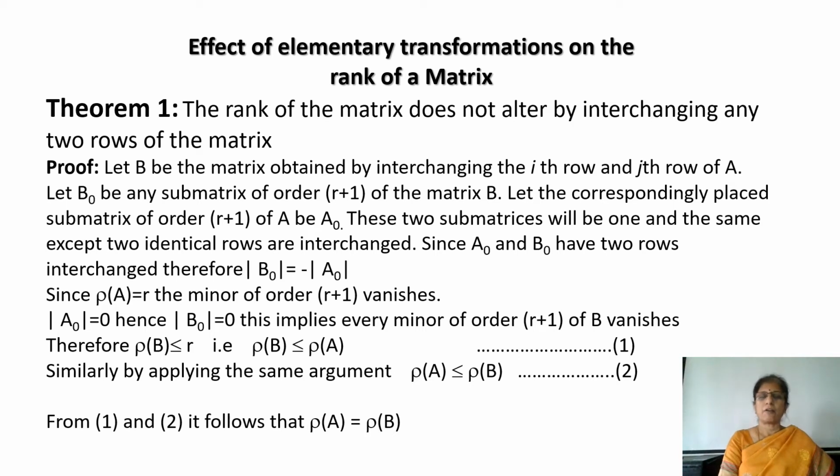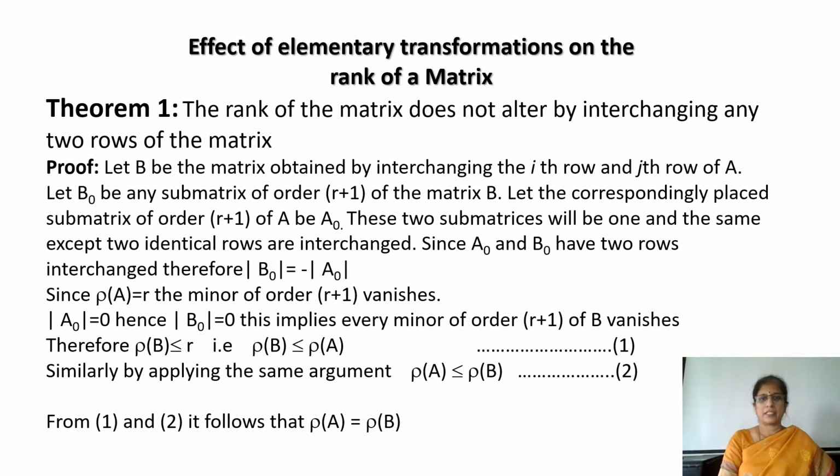Therefore, the rank of B is less than or equal to R. That is, the rank of B is less than or equal to the rank of A. Let us call this equation number 1. Similarly, by applying the same argument on the matrix A, we can show that the rank of A is less than or equal to the rank of B. We'll call this equation number 2. From equations 1 and 2, it follows that the rank of A is equal to the rank of B.